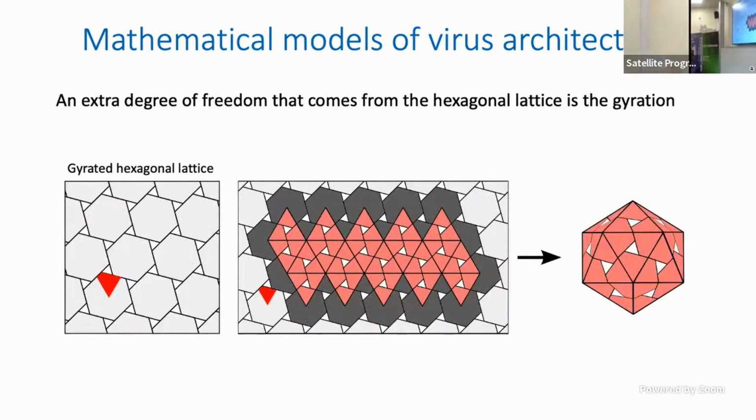Another degree of freedom that comes from the hexagonal lattice is the gyration. In the hexagonal lattice, you could rotate each hexagon, and that creates a small gap between the 3 hexagons. But again, the rest is the same. So we have 6-fold symmetry. We choose 2 hexagons, connect them, then an equilateral triangle, then 20 of them, cut it up, wrap it up, and then you get another protein cage. But over here, you have a small gap. And it has been observed.